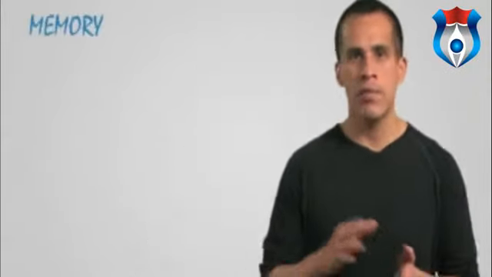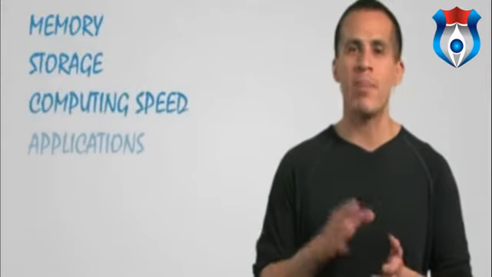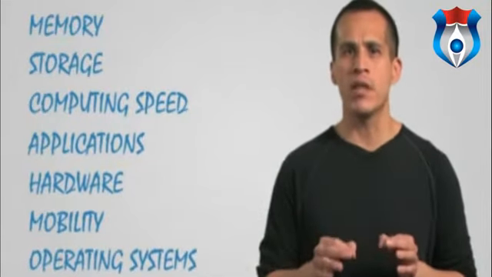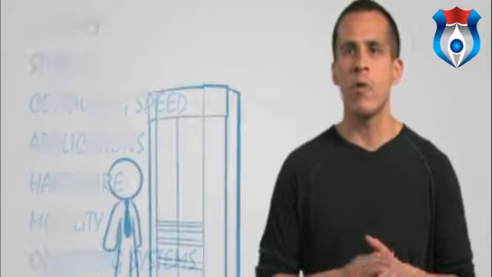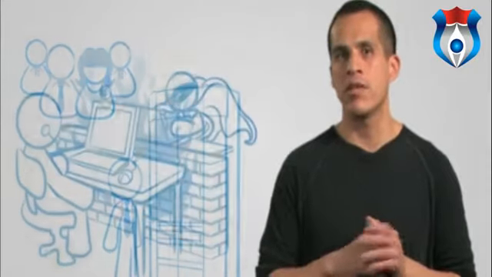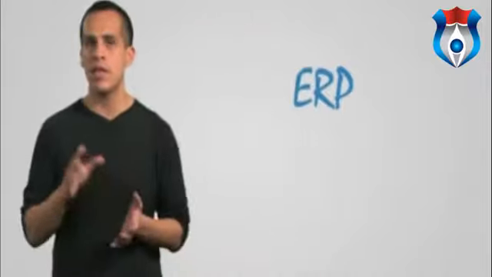So, similar to the decision-making process we would all go through when buying a new laptop computer, companies need to consider a number of issues when making IT decisions: memory, storage, computing speed, applications, hardware, mobility, and the operating system. These are the key components of the organization's central nervous system. We want a fast, powerful system that will help us connect with our most trusted allies and customers, protect us from potential enemies, and it must also be built for flexibility, ready for whatever our business may need in the years to come.